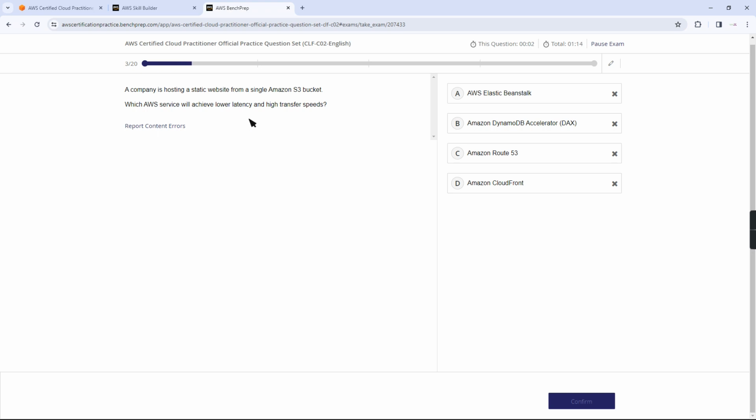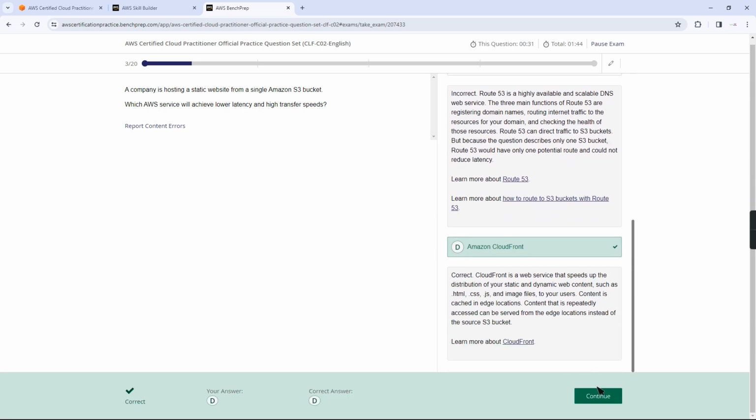A company is hosting a static website from a single S3 bucket. Which AWS service will achieve lower latency and high transfer speeds? Okay. Beanstalk cannot be the right choice. It's a pass. DynamoDB Accelerator cannot be the right choice. Route 53 cannot be the right choice. CloudFront can be the right choice. It's a simple elimination technique. We also know it, right? Route 53 is a DNS service. It's not related to anything about high transfer speed and low latency. So CloudFront can be the right choice. Correct. Yes, we got it correct.